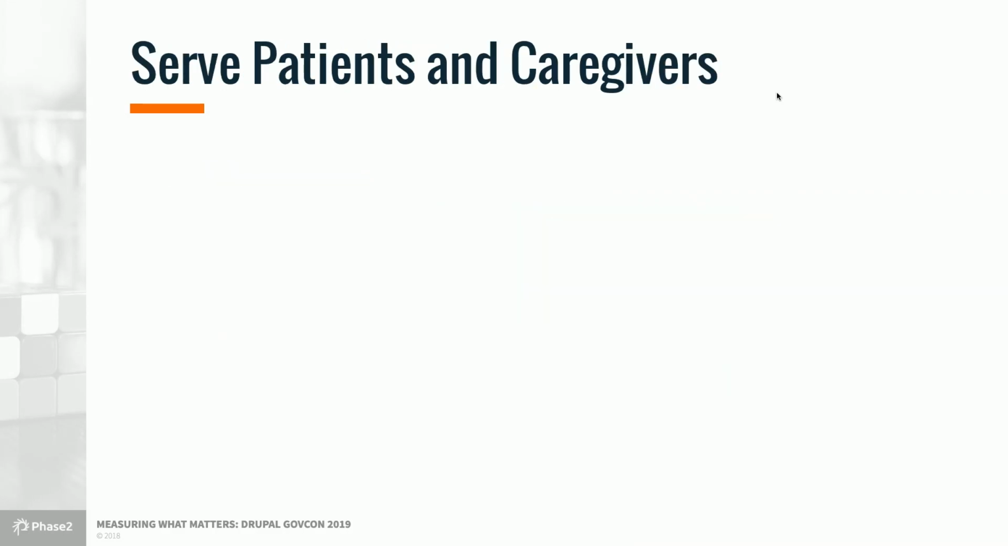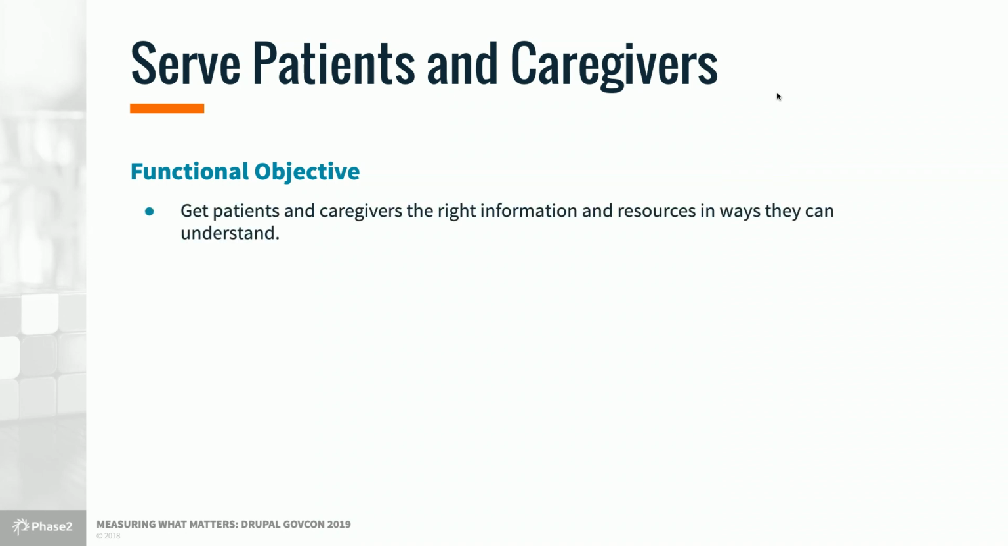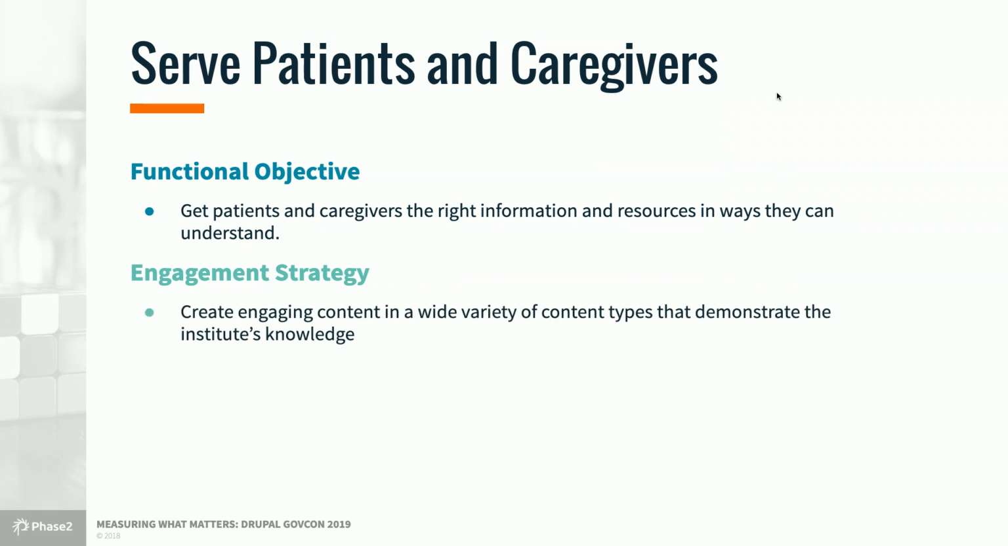Let me show you a few examples that might be useful here for folks who are from the institutes. So a big goal of serving patients and caregivers. So an objective may be getting patients and caregivers the right information and the right resources to them in a way that they can understand. It's a big goal, and there are lots of ways to do that. Online, we might have an engagement strategy, digital strategy that says we want to create engaging content, a wide variety of content types that demonstrate the Institute's knowledge.